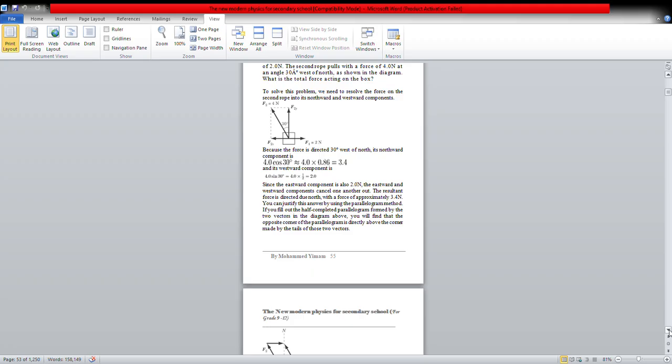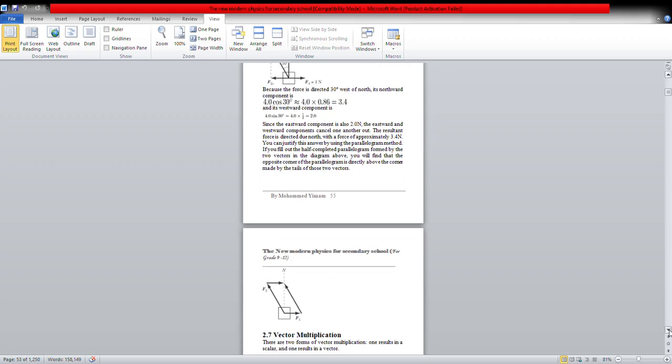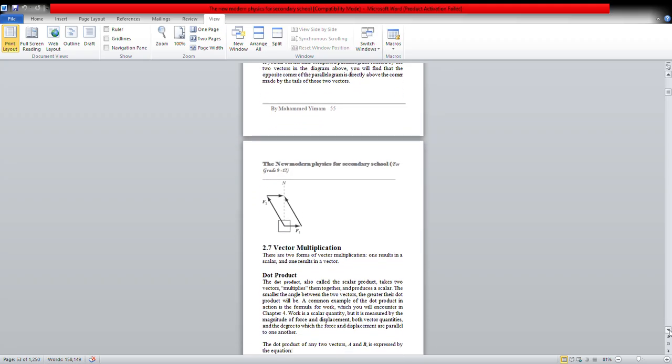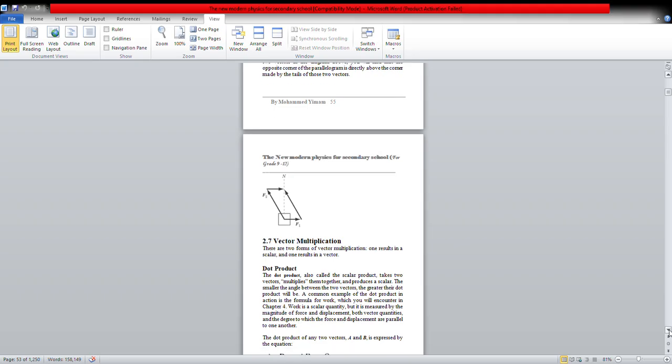You can justify this answer by using the parallelogram method. If you fill out the half complete parallelogram formed by the two vectors in the diagram above, you will find that the opposite corner of the parallelogram is directly above the corner made by the tail of the two vectors. Look at the figure of the parallelogram F2 and F1. So we can solve it by using that method.